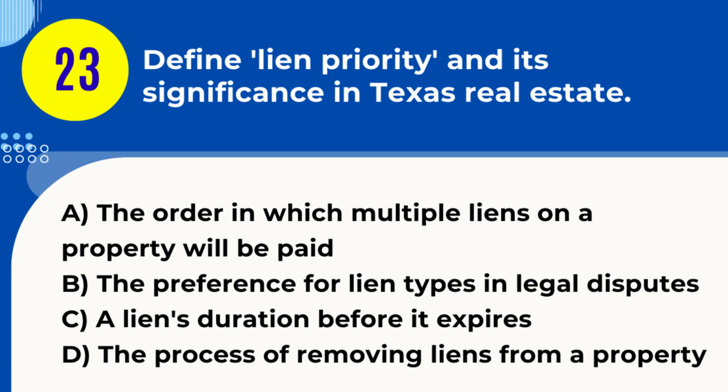Question 23. Define lien priority and its significance in Texas real estate. A. The order in which multiple liens on a property will be paid. B. The preference for lien types in legal disputes. C. A lien's duration before it expires. D. The process of removing liens from a property.